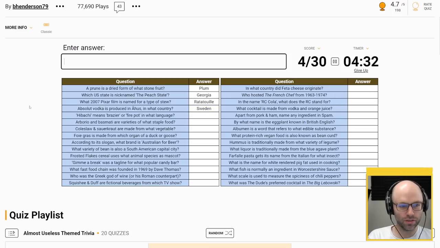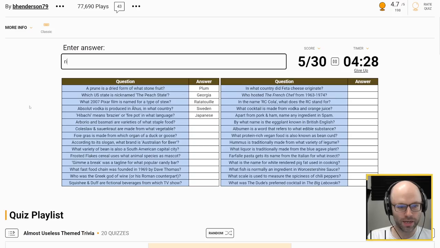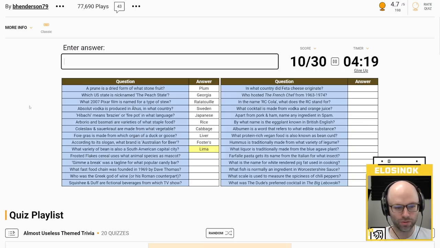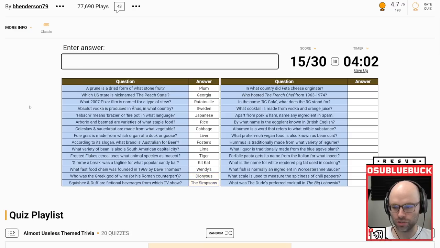Absolut Vodka is produced in Sweden. Hibachi means brazier in Japanese. Arborio and basmati are rices. Coleslaw and sauerkraut are cabbages. Foie gras is made from a liver. Foster's is Australian for beer. Lima is a type of bean that's also a capital city. Frosted Flakes has a tiger mascot. Give Me a Break is a Kit Kat. Wendy's has Dave Thomas. The Greek god of wine is Dionysus. Squishy and Duff are from The Simpsons. Feta cheese is from Greece.